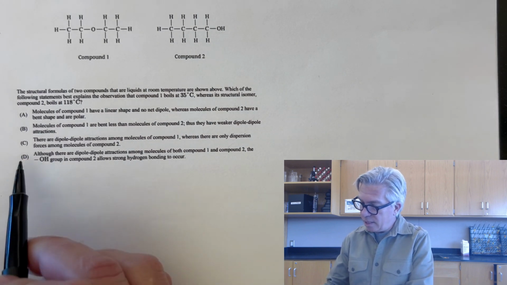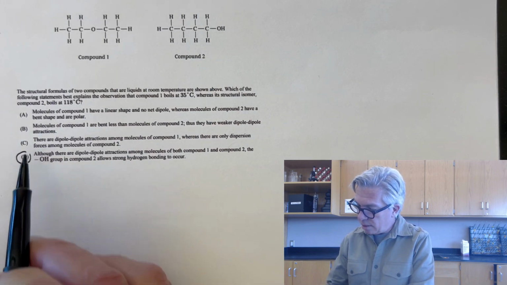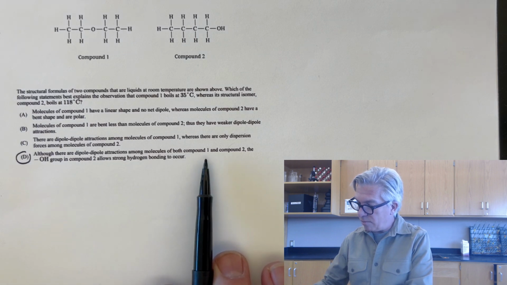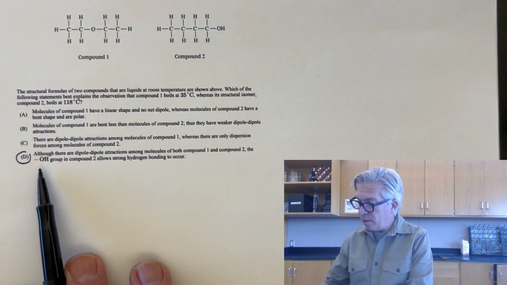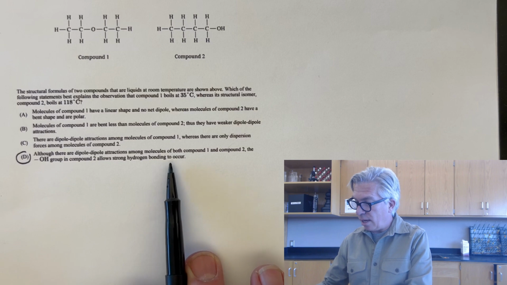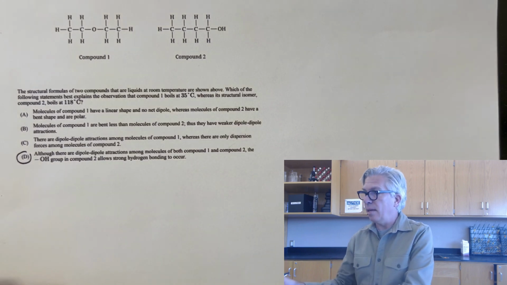And that means letter D is our correct choice. Although there are dipole-dipole attractions among the molecules of both compound 1 and compound 2, the OH group in compound 2 allows strong hydrogen bonding to occur. And that would be your choice there.